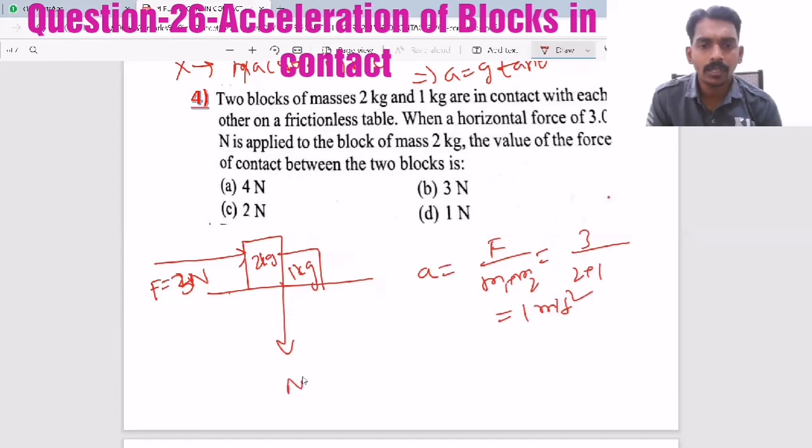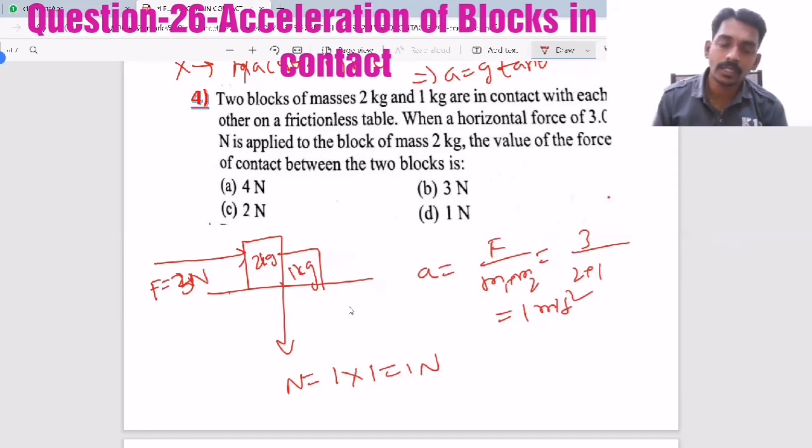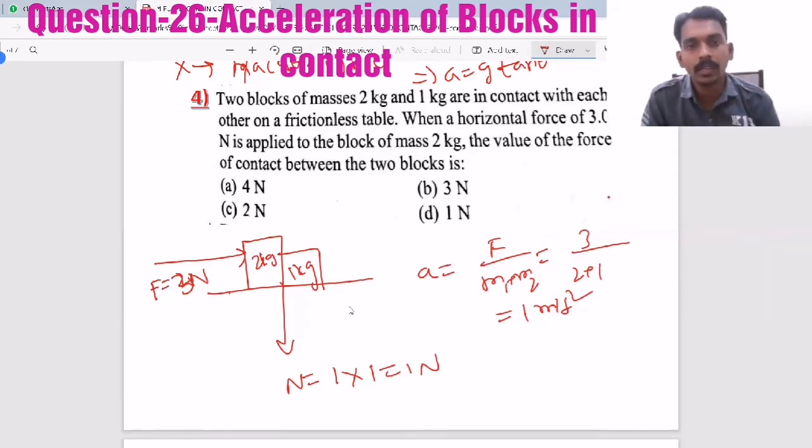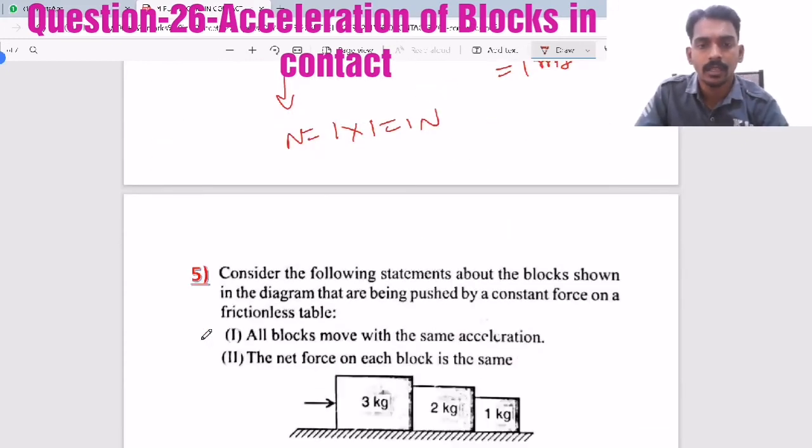Now here, normal reaction means it is pushing the 1 kg block. So 1 into acceleration is 1. So 1 Newton. Because if you are applying force on the 1 kg, then the normal reaction will become 2 into a. So the value changes, but acceleration remains the same. That is the difference between which block you are applying force on. That also matters. That also decides the normal reaction between the blocks.